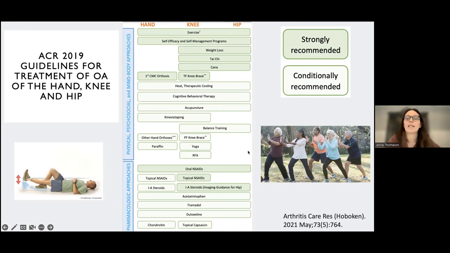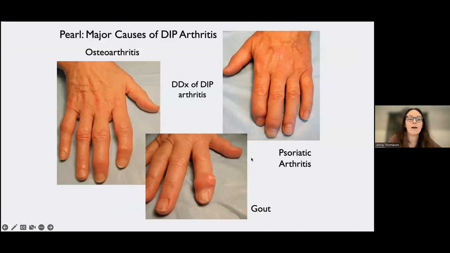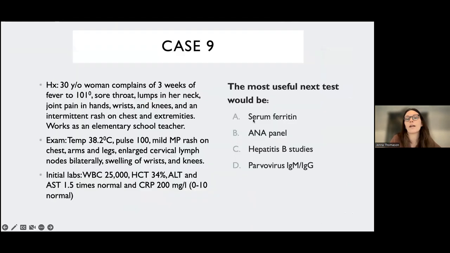And then I'll let you guys take a look at this on your own since we're a little short on time. Major causes of DIP arthritis. So at this point we've reviewed all of these. So osteoarthritis, this is a patient with gouty tophi, sort of in the area of their Heberden's nodes. And then also this is our patient with psoriatic arthritis.